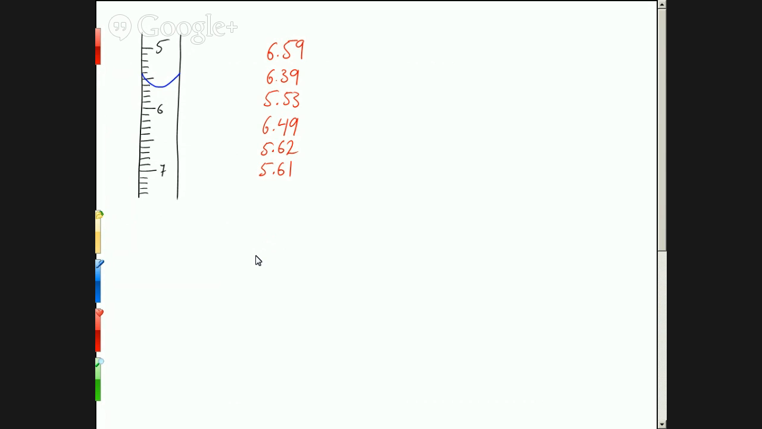Do you think they're all correct? Probably not, right? Seeing as they're not the same. Could multiple of these be correct? A couple of the ones that are really close could be correct. Okay, so let's look at it.